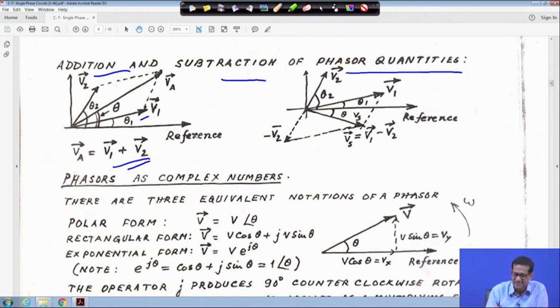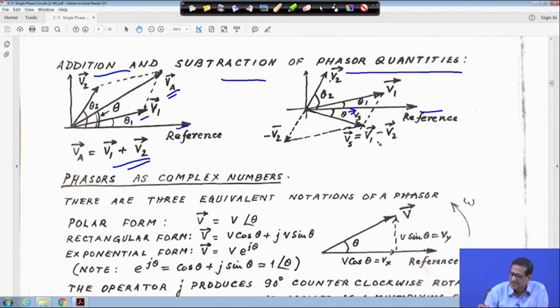Similarly, this horizontal line is the reference, and here is subtraction. The resultant V stands for addition, and here Vs stands for subtraction. One arrow is missing, but anyway it is Vs. So this is your V1 and this is your V2. If you want to find out Vs, you can easily find that Vs is equal to V1 minus V2.